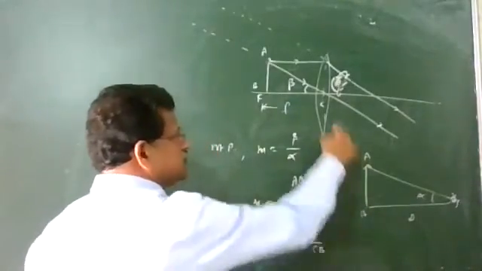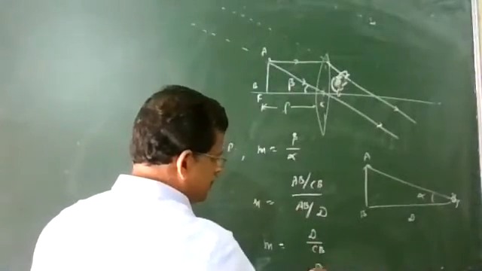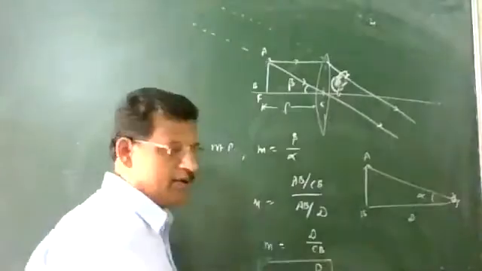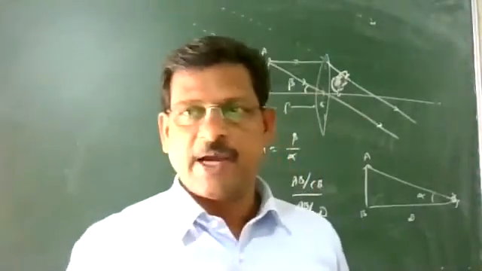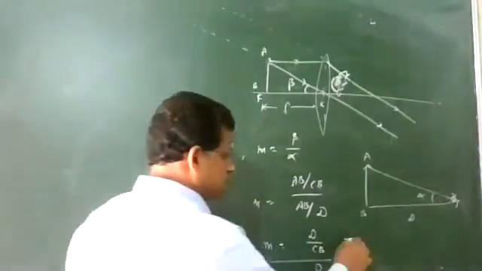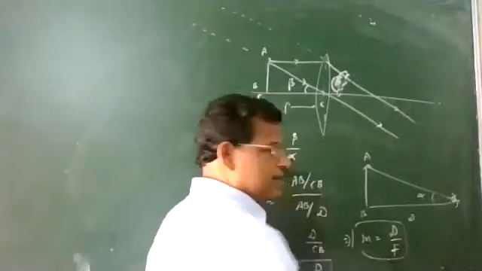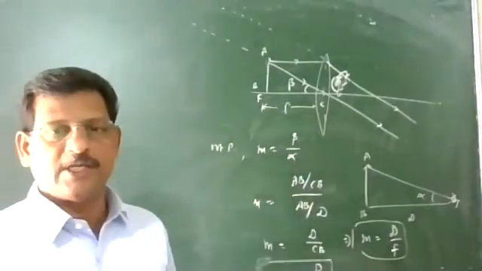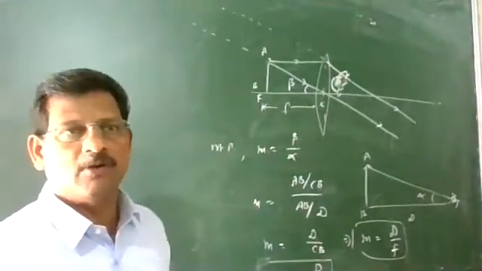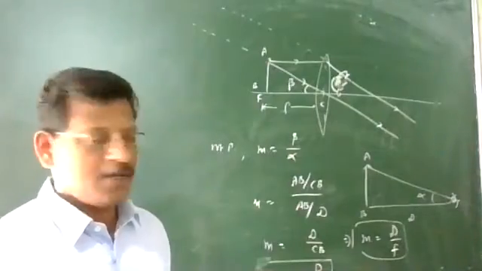What does D stand for? D stands for the least distance of distinct vision, and f is the focal length. So M equals D by f. This is the magnifying power in normal adjustment. If you are using a convex lens of focal length 5 centimeters, then the magnifying power will be equal to 5 in this case. But it is very comfortable for the eye to observe the image.